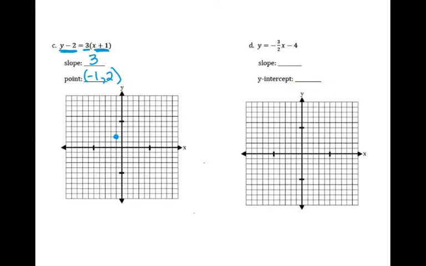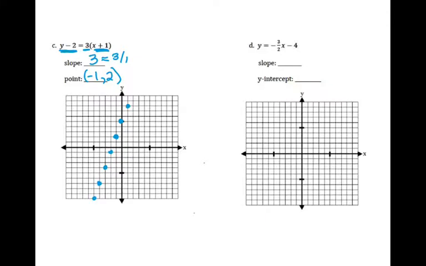My slope is 3, which once again is the same thing as 3 over 1. So I can go up 3 over 1. Up 3, 1, 2, 3, over 1. Going to go in the opposite direction as well, just for the sake of accuracy.